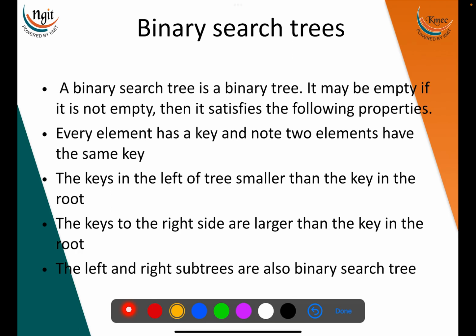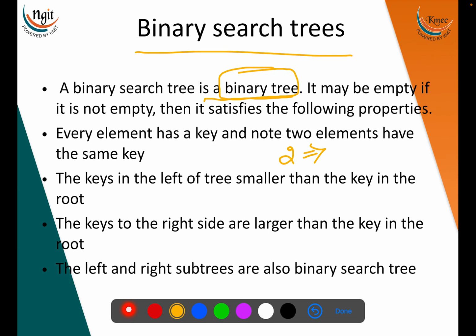Now, the best example for this dictionary is binary search trees. A binary search tree is a binary tree. The name itself tells it. A binary tree is what? It will have at most two, not that it will have two. Underline this point. A binary tree is a tree which will have at most two children. That means it can have 0, it can have 1, it can have 2.